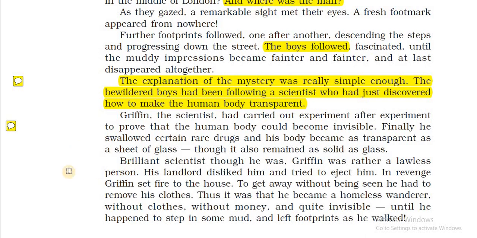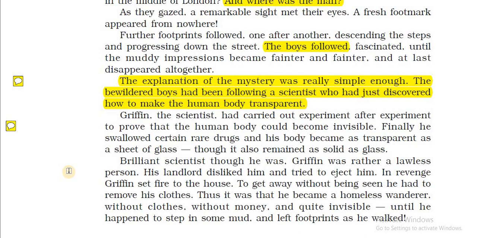Brilliant scientist, he thought he was. Griffin was rather a lawless person. His landlord disliked him and tried to eject him. In revenge, Griffin set fire to the house. Now, here the author tells the character of Griffin. He tells that Griffin is a very brilliant scientist, but he is also a lawless person.